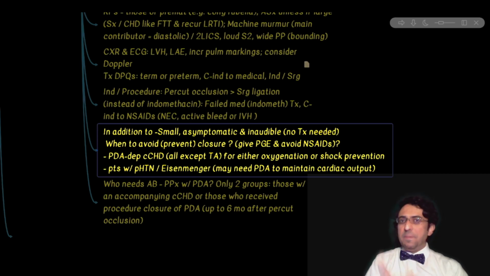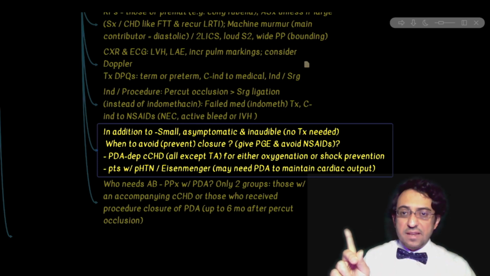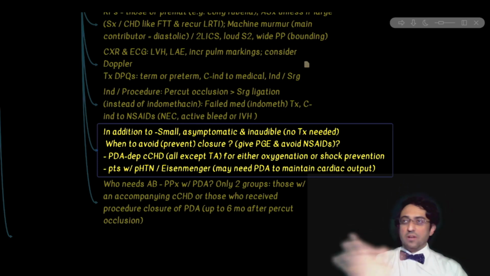But if a PDA is present in any of the cyanotic congenital heart diseases, we do not want to close it before we have addressed the life-threatening aspect of that cyanotic congenital heart disease. And in those situations, of course, we give the patient prostaglandin E to prevent its closure. So this is the first set of contraindications to closure at all, or any attempt or intervention for closure of PDA. The second contraindications are those contraindications to NSAIDs.